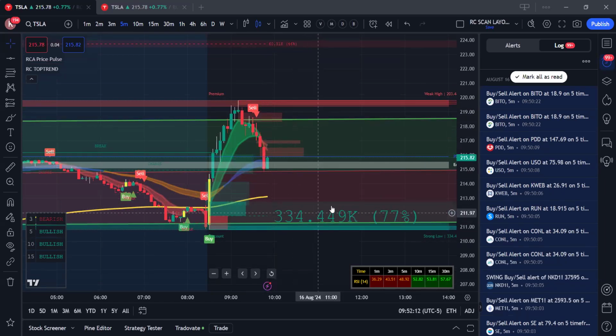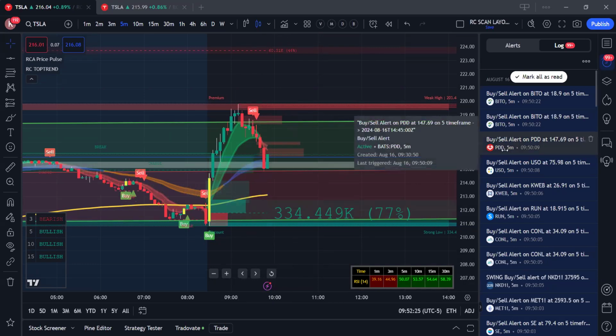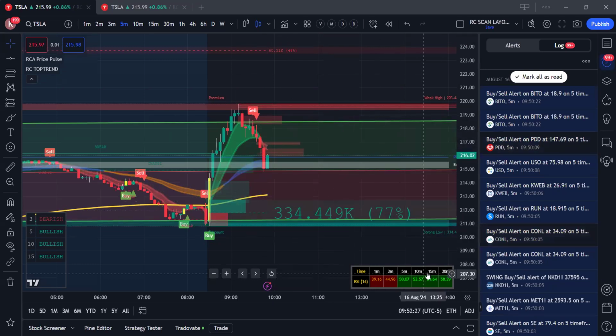You have nearly 334.4 buy order block. So a huge buy order block. If it comes a little bit down, much better opportunity. Now we also got a buy on PDD.